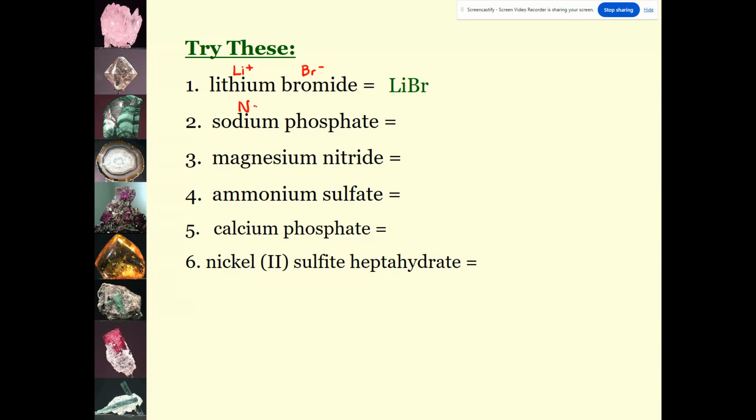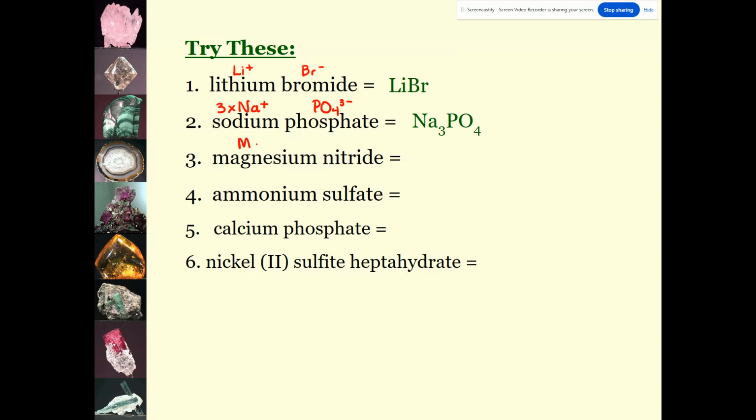Next is sodium phosphate. Phosphate is a polyatomic ion, PO4 with a 3 negative charge. So I need 3 sodiums to balance the 3 plus with the 3 negative. So that would look like Na with a subscript 3, PO4, meaning there's 3 sodiums. The fact that there's no brackets around the PO4 means there's just one PO4. Remember, the 4 goes with the phosphate. That's part of the phosphate.